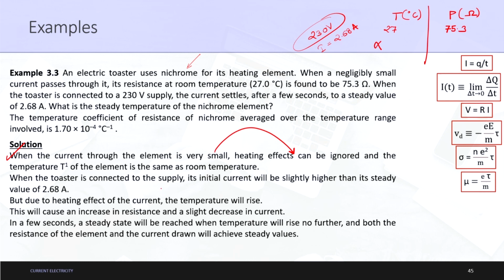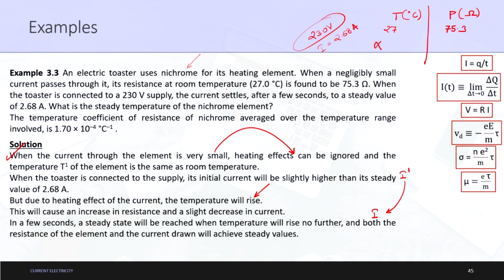When the toaster is connected to the supply, its initial current will be slightly higher than its steady value of 2.68 amperes, but due to the heating effect of the current, the temperature will rise, quite evident. This will cause an increase in resistance and a slight decrease in current. So the value of I dash was higher in the previous portion, and it decreased. Why did it decrease? Because there was an increase in the temperature. In a few seconds a steady state will be reached.